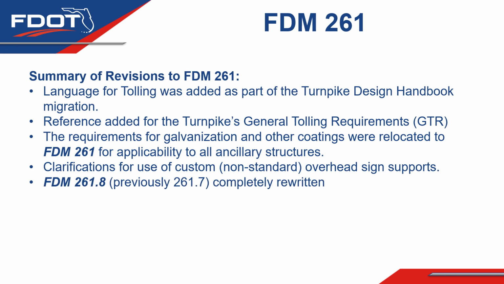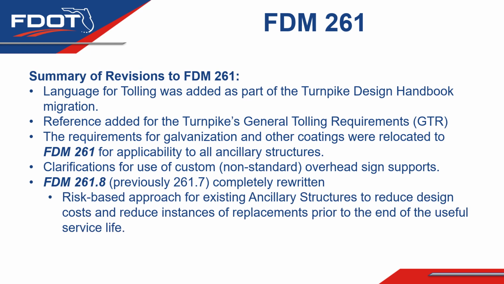We completely rewrote this section of the FDM Chapter 261 regarding the ancillary structure evaluations. It used to be Section 261.7 and is now Section 261.8. The purpose behind this rewrite is that the department wanted to move towards a risk-based approach for the evaluation of existing ancillary structures to reduce design costs and reduce instances of replacements prior to the end of the useful service life.